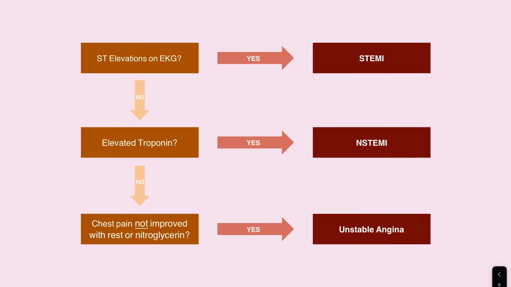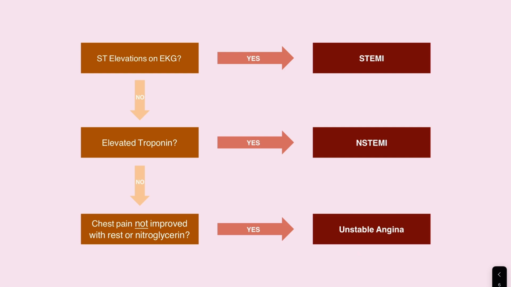I think this diagram is helpful to walk through when you're trying to consider which one is which. So first thing you need to ask yourself, are there ST elevations on the EKG? If there are, congrats, you figured it out, you have a STEMI, okay? If there aren't, then you need to ask yourself, is their troponin elevated? And if it is, congrats, you figured it out, you have an NSTEMI. And if it's not, that's okay. Ask yourself, does the chest pain improve with rest or nitroglycerin? If it does, you have stable angina. And if it does not, you have unstable angina.